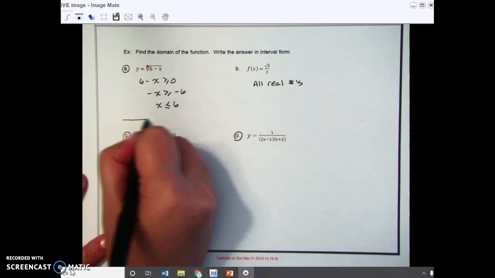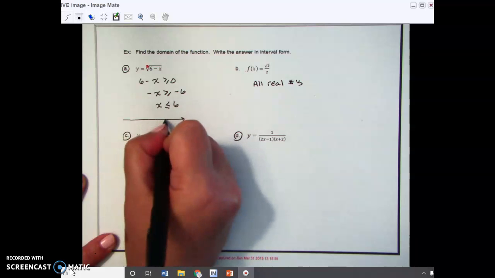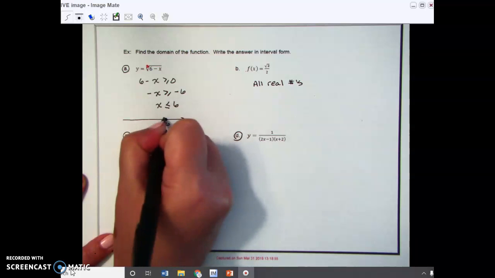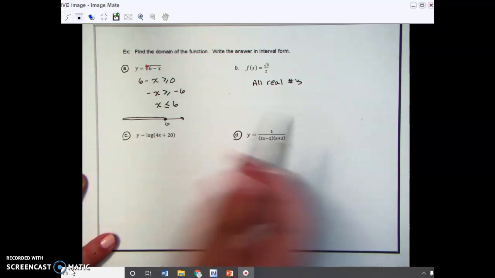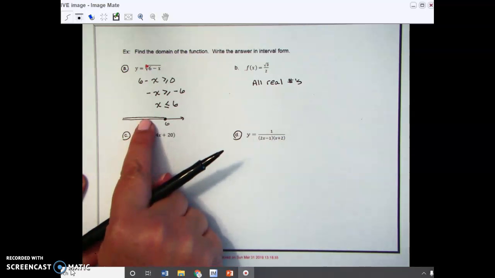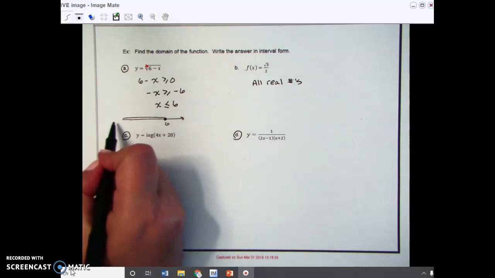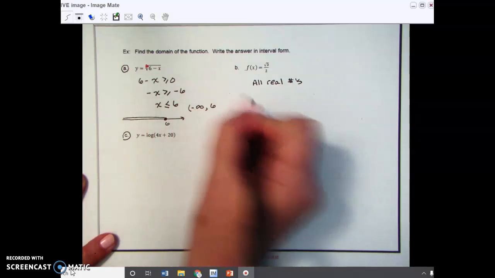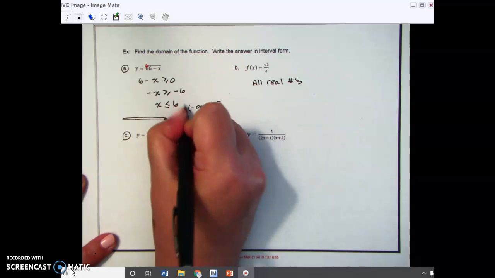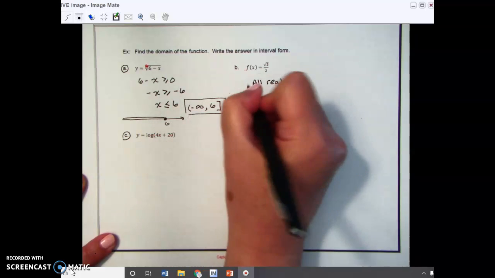If I look at that on a number line, I have a closed circle at 6, and I would be shaded to the left because that's where we're going to be less than. So I really only have one interval to describe. Looking from left to right, it's starting from negative infinity. It's stopping at 6, and we have a closed value there because 6 was included.